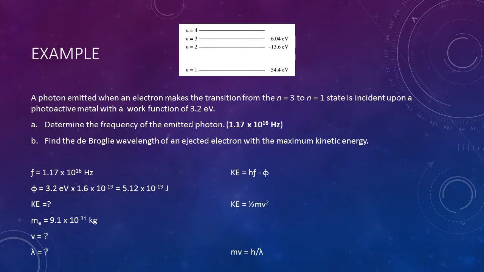I'm going to be using not one, not two, but three equations in this problem. First, I'm going to figure out what is the kinetic energy of my emitted electron. I'm going to do that using Einstein's equation from 11.1 on the photoelectric effect. Next, I'm going to solve for the speed of that electron using my equation for kinetic energy. And lastly, I'm going to use my new de Broglie equation to solve for my de Broglie wavelength.